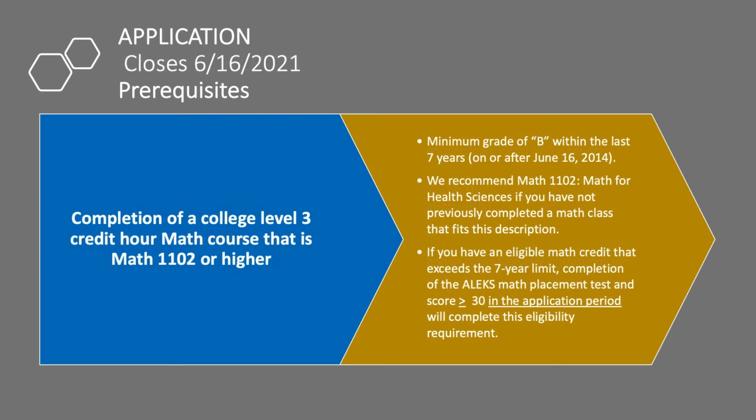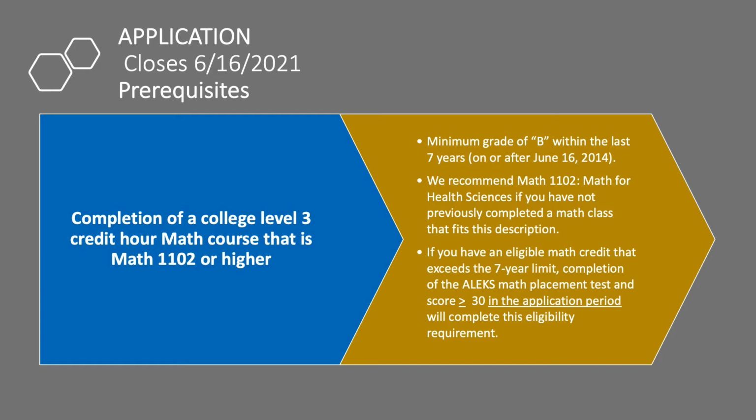For prerequisite coursework, you will need to have completed a college-level 3-credit-hour math that is Math 1102 or higher. You will need to have a B or higher in that class, and it should be within the last 7 years of the application deadline, meaning completion of the math course would have to be on or after June 16, 2014. The reason that we have this time limitation is to make certain that our students entering the program have current enough math skills to succeed.